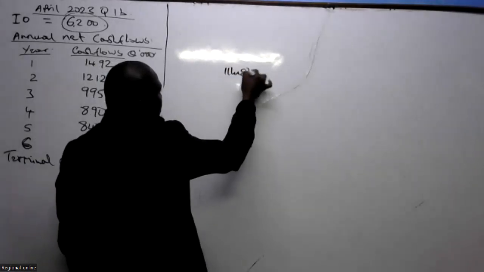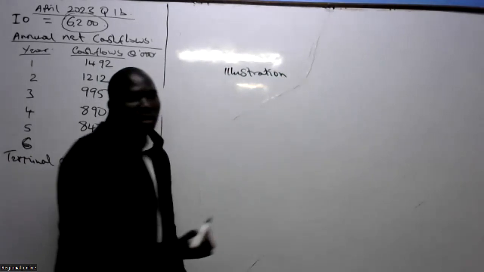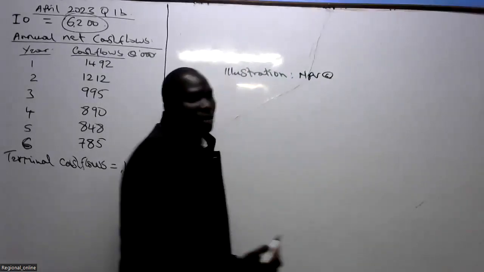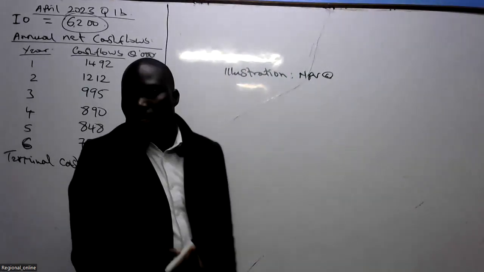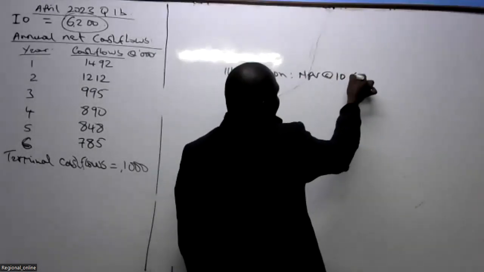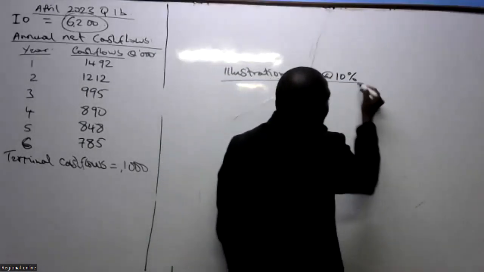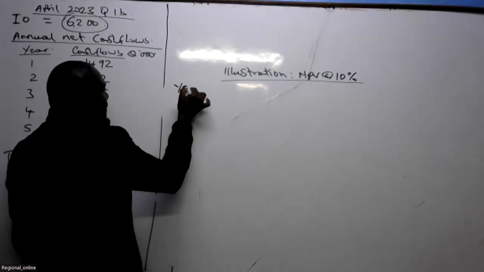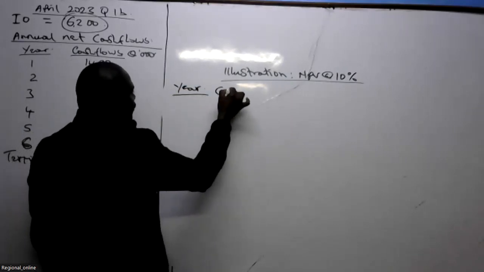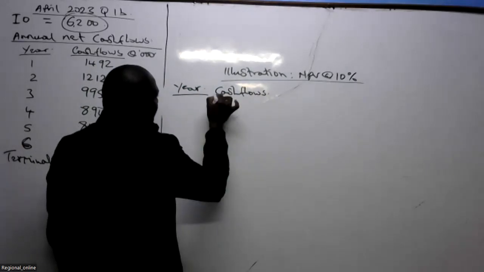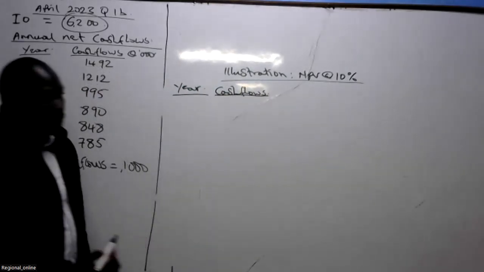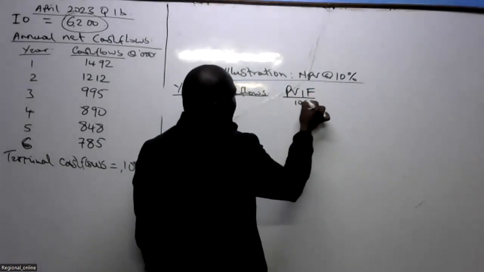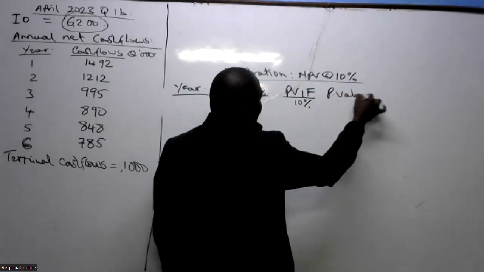So, in this illustration, we were given the cost of capital. What were we given in the question? 10%. So we have the year and the cash flows. As you said correctly, they are lump sums, so we are using the PVIF, so that here I have the present value.